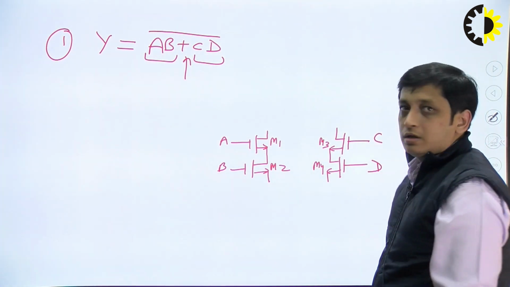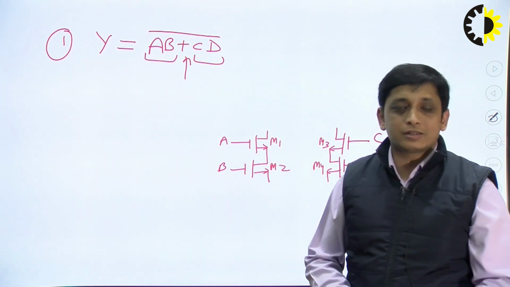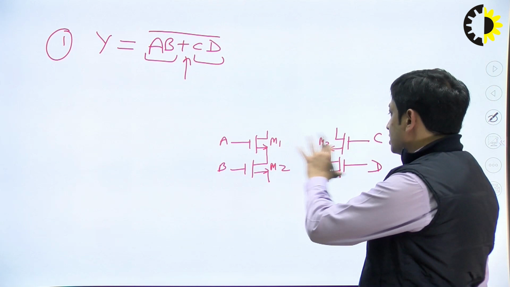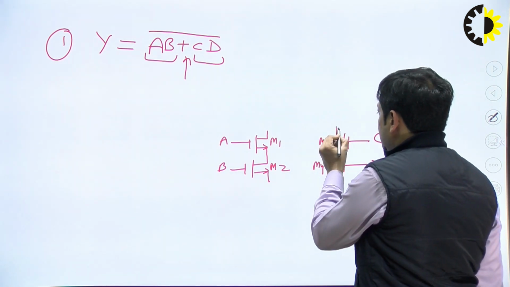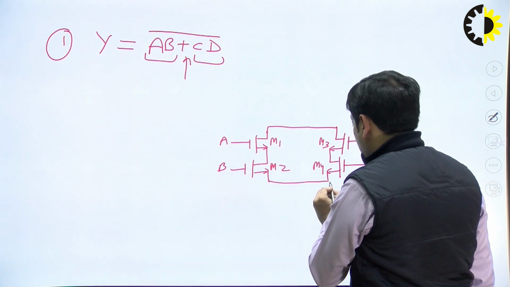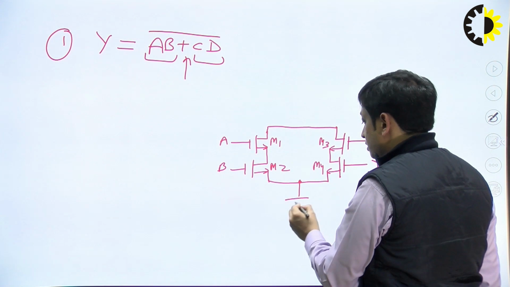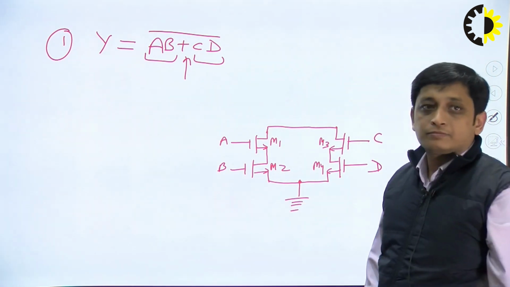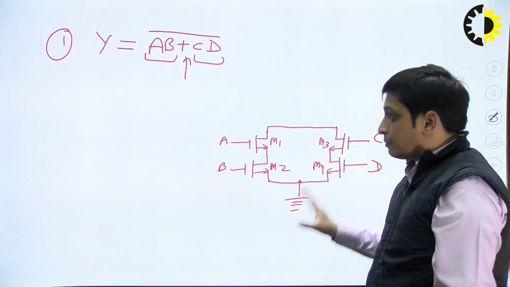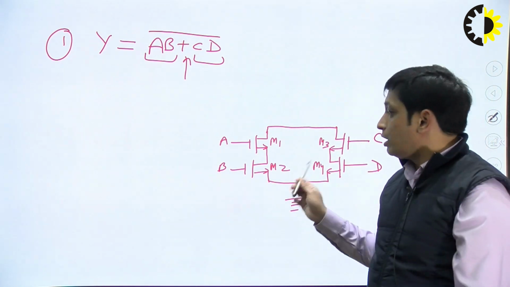Fine. Now this AB and CD both are added, so there is an OR operation, means both the sections will be in parallel. Both the sections will be in parallel, and the source of the NMOS will be connected to ground. So up to now I have drawn the pull down network.